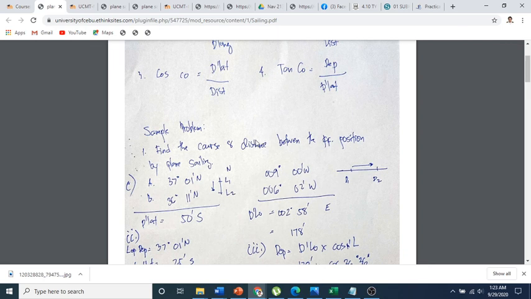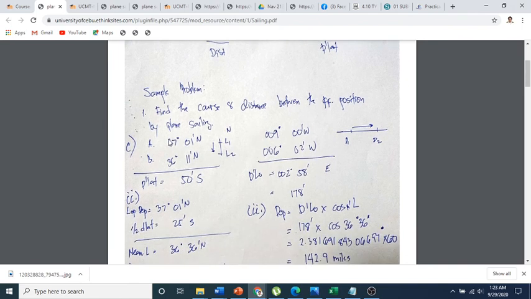Find the course and distance between the following positions by plain sailing. So these are the two positions, A and B. Position A: latitude 37 degrees 01 minutes north, longitude 009 degrees 00 minutes west. This is the arrival position: 36 degrees 11 minutes north, 00 degrees 02 minutes west.